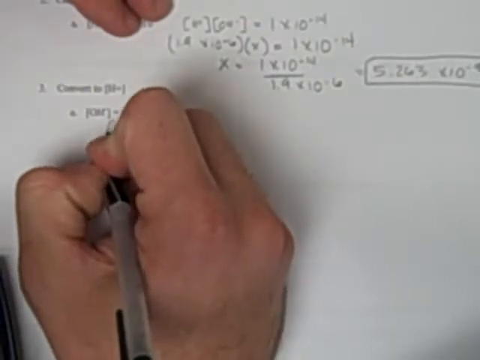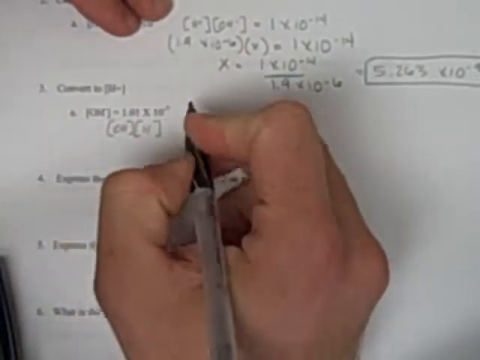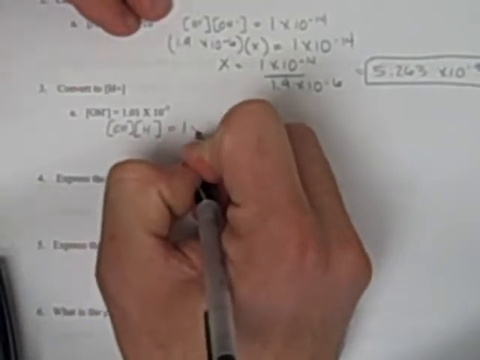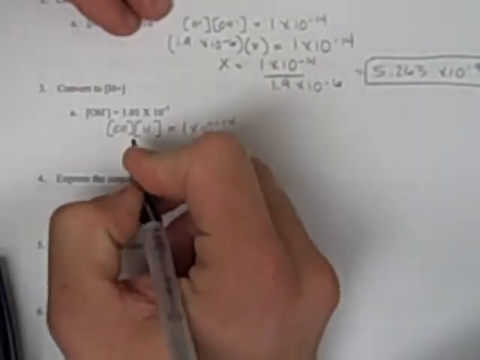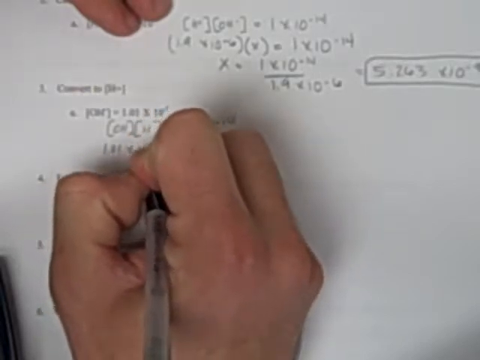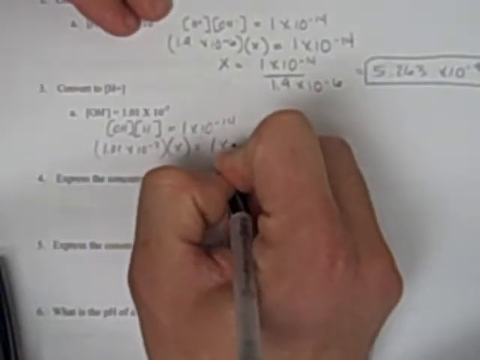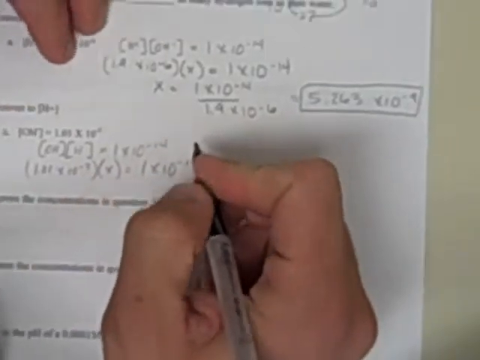So the next problem says convert to hydrogen ion concentration. I'm going to do that the exact same way. So I can write it however I want, as long as I have OH times H equals 1 times 10 to the negative 14. So what I know is my OH. What I don't know is my hydrogen. It's always 1 times 10 to the negative 14.